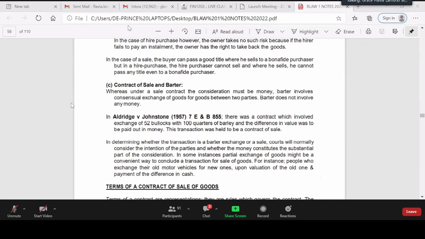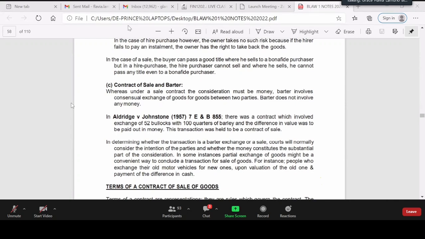It's a difference in the sense that, how are you paying? In a contract for sale, like we saw, the consideration is paid for in monetary terms. You pay money, cash. I think you know what money is. You pay money. In a contract of barter, you don't pay cash, but you pay using a good.